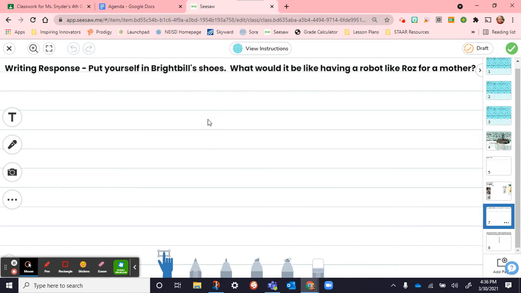So you're putting yourself in Bright Bill's shoes, meaning you're thinking as if you are Bright Bill. What would it be like having a robot like Roz for a mother? So think about all of their interactions, how they communicate with each other, the things that she does for him, just their whole relationship. Put yourself in his position. What would it be like if your mom was a robot? So put your response there.